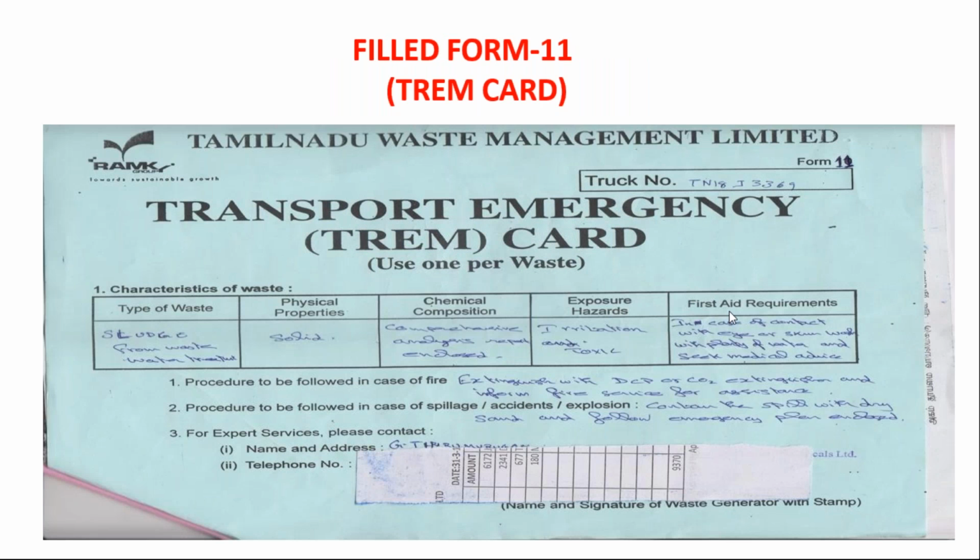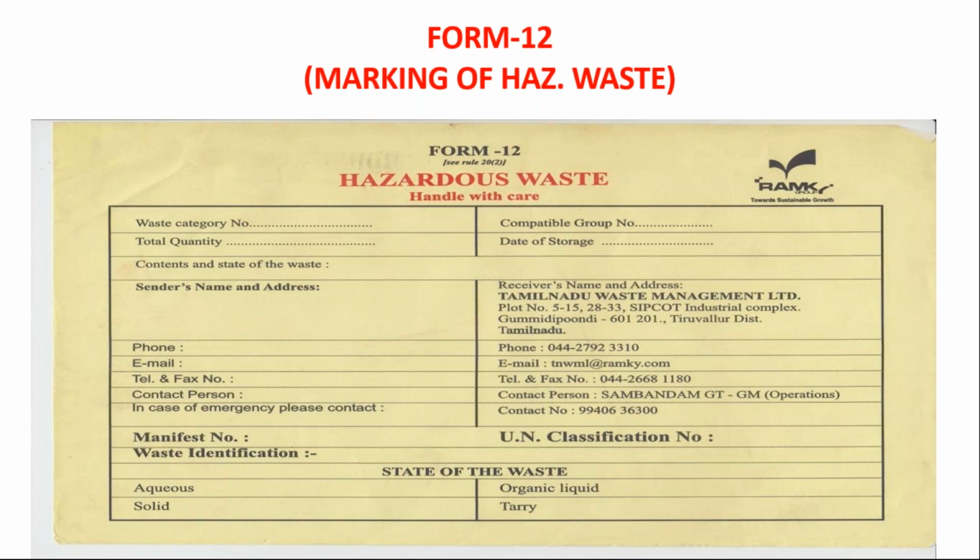Then this is the TREM card, which is filled by that particular company of that state. Then this is form 12, that is marking of hazardous waste, having contents like waste category number, total quantity, contents and state of the waste, sender's name and address, phone, email, telephone, fax number, contact person in case of emergency.